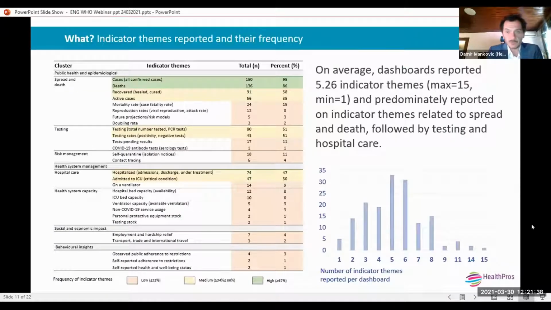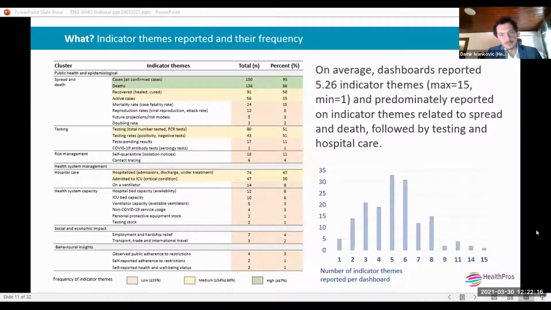Then we looked at what was reported on these 158 dashboards from around the world, and what kind of data load or information load there was, how many indicators or indicator teams, as we classified them, were reported. It was between 1 indicator and up to 15 or more indicators grouped in these indicator teams. On average, these dashboards reported around 5 indicators. And we can see that mostly these were related to the so-called spread and death or epidemiological data on the number of cases, number of deaths, active cases, and so on.